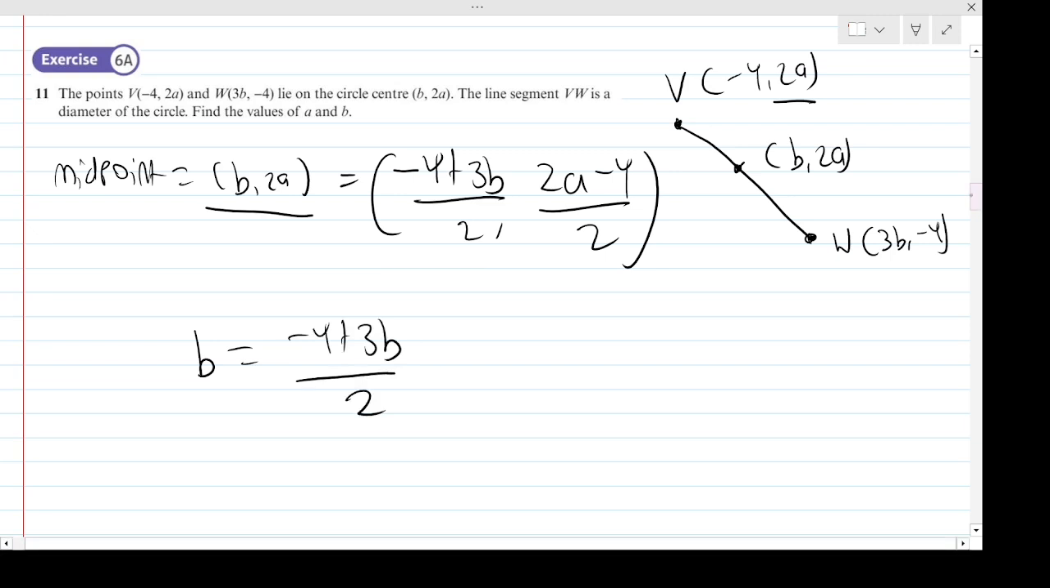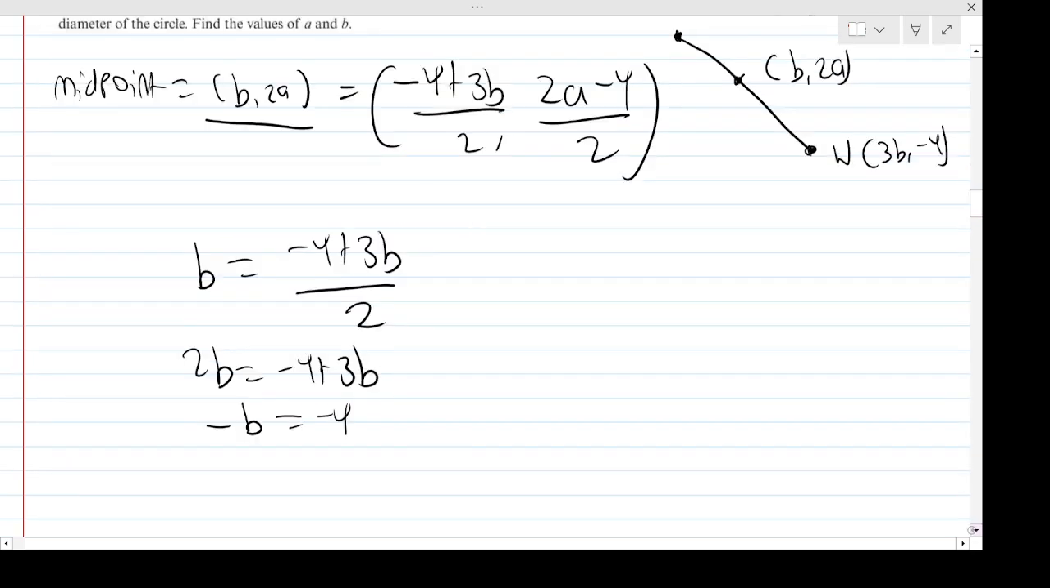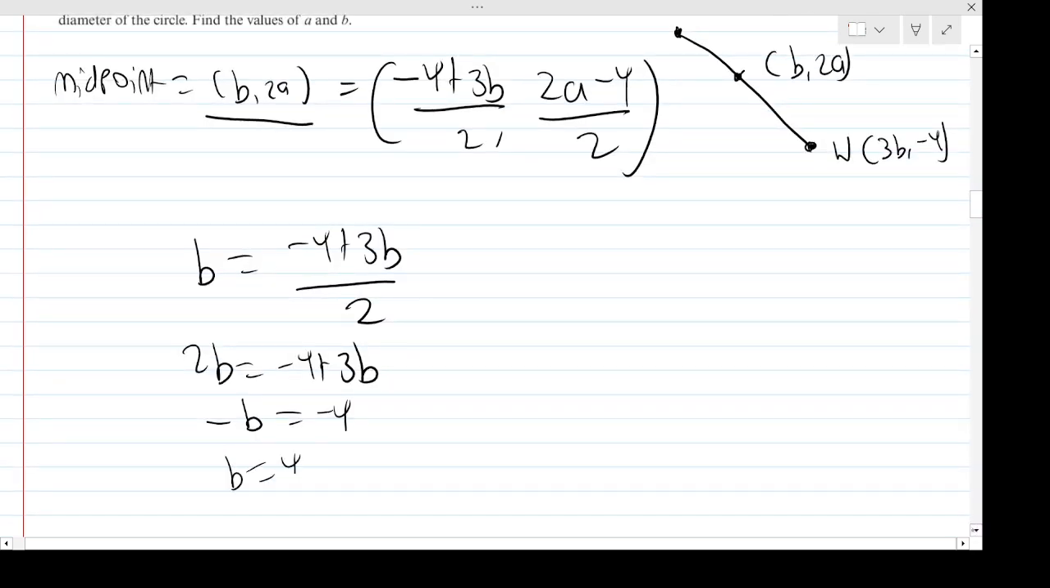If I times across by 2, I get 2B is -4 plus 3B. Then I'm going to bring the B's together. I'm going to bring the 3B over here to get 2B minus 3B is -B is -4. Then I can just flip the signs to get B is +4.